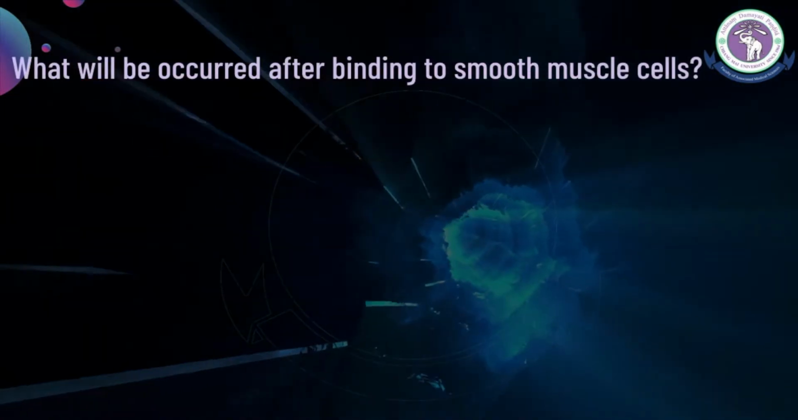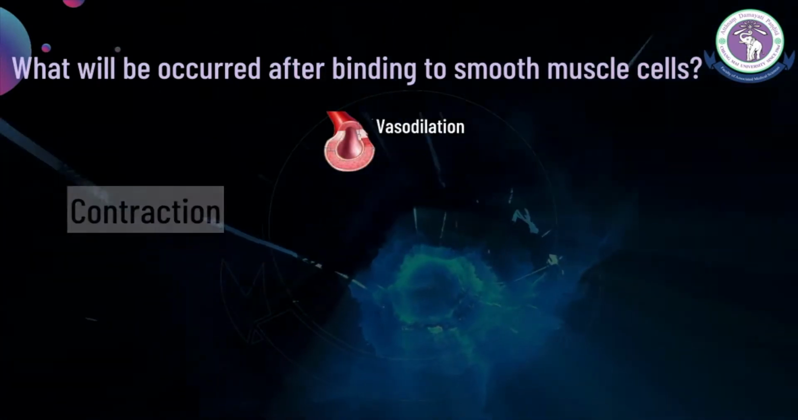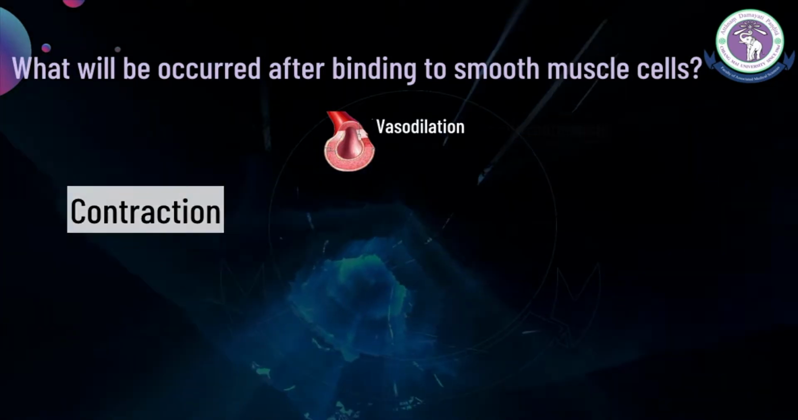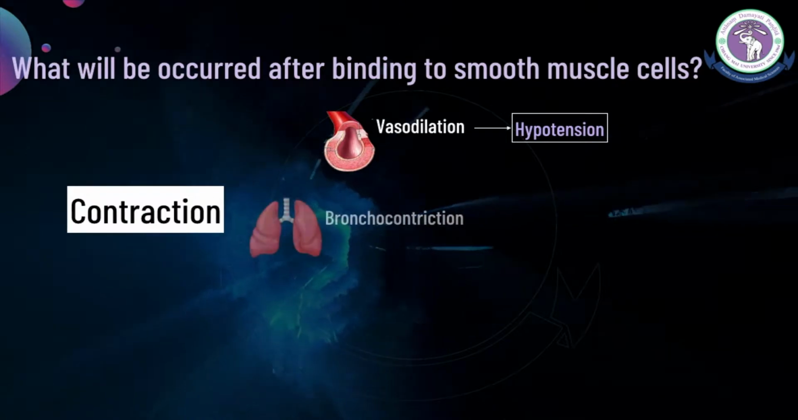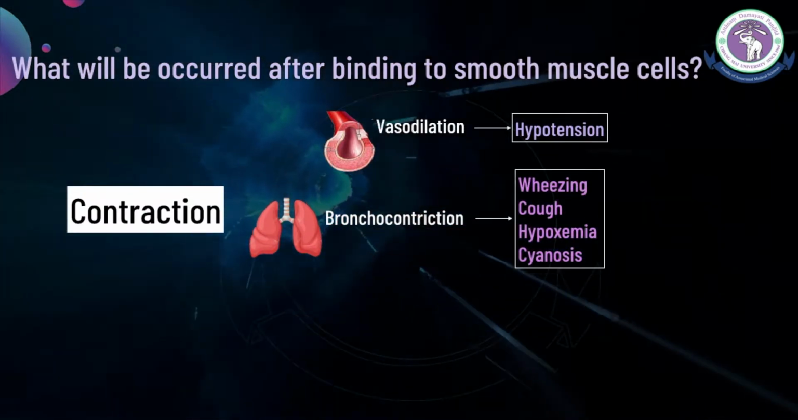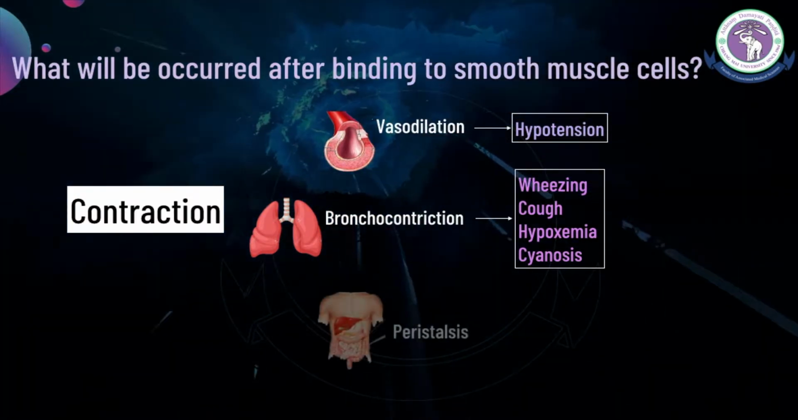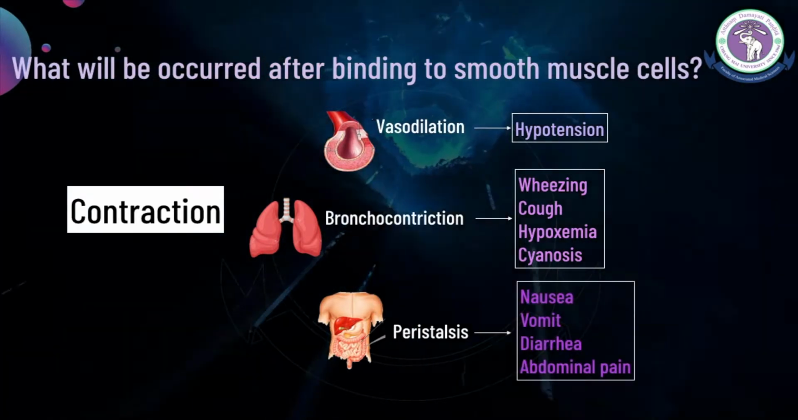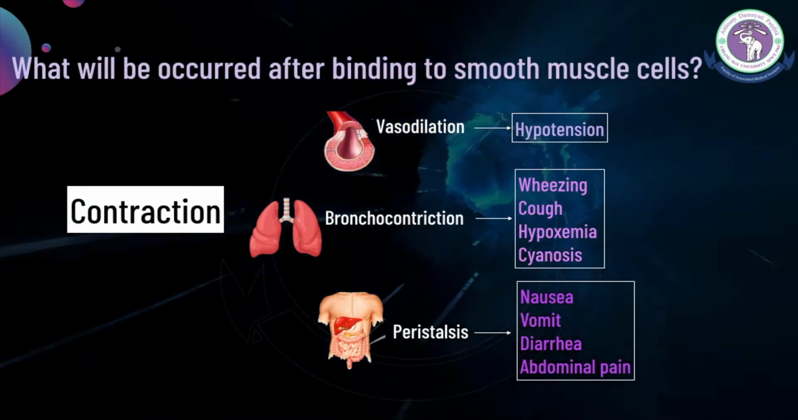Binding of anaphylatoxin causes smooth muscle cell contraction. The contraction of smooth muscle cells supporting blood vessels causes vasodilation, which leads to hypotension. In the respiratory tract, bronchoconstriction occurs, which results in wheezing, cough, hypoxemia, and cyanosis. In the GI tract, smooth muscle cell contraction leads to peristalsis and causes nausea, vomiting, diarrhea, and abdominal pain.